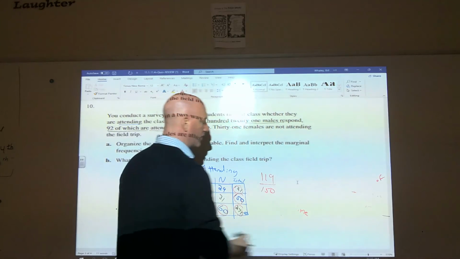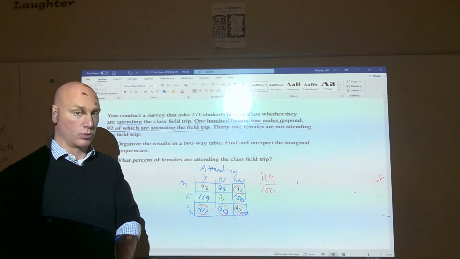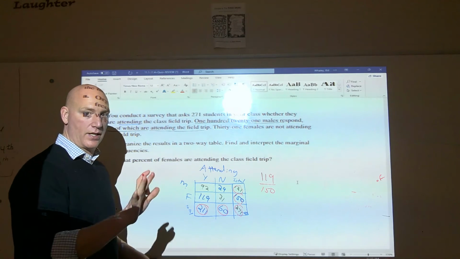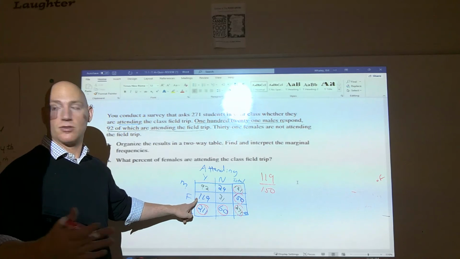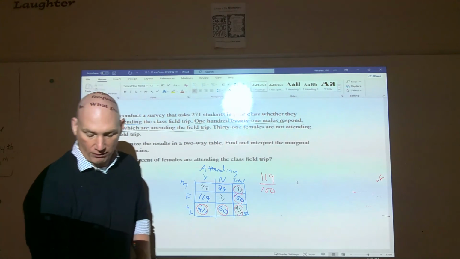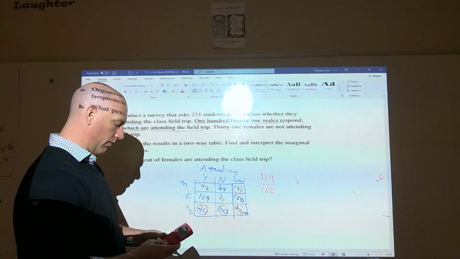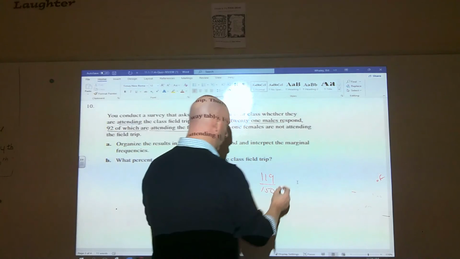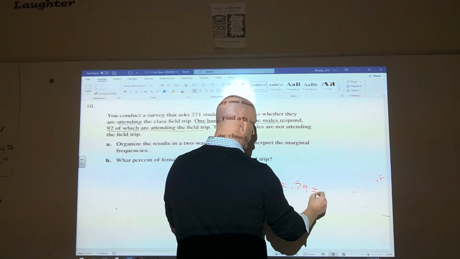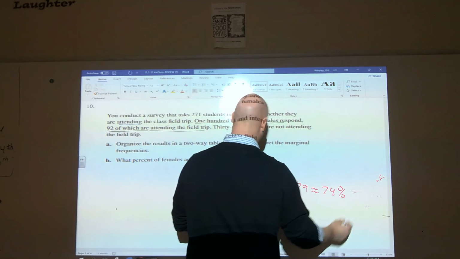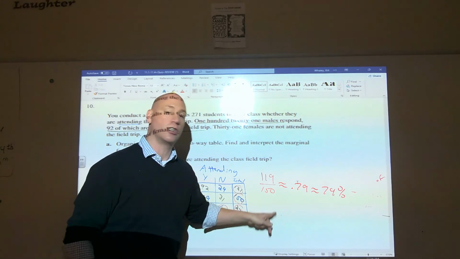Since it said what percent of females, it didn't say how many females out of the entire group. This can be a little bit confusing. I understand. Remember, this is only one part of the test. But it said what percent of females are attending. 119 out of 150. So we would take 119 divided by 150, get our decimal of rounding it to 0.79, so about 79%.